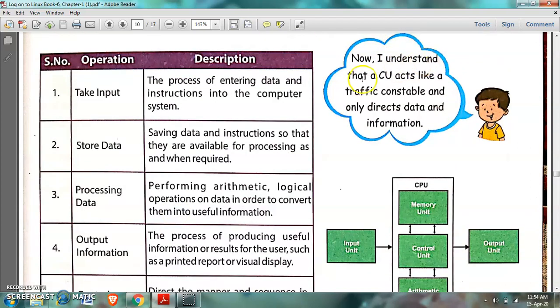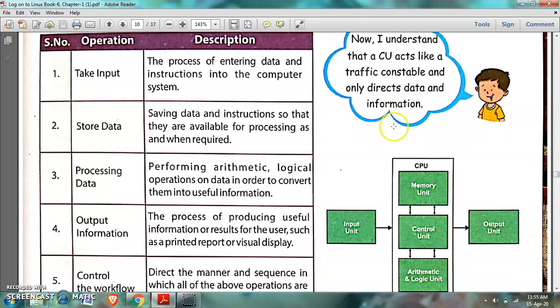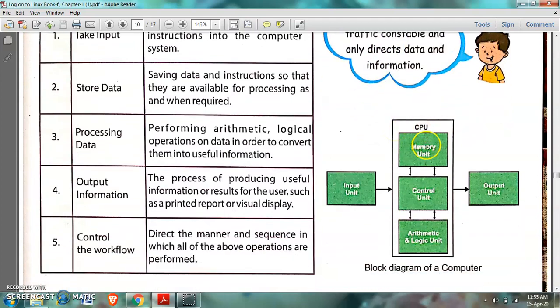Now I understand that a CU acts like a traffic constable and directs data and information. CU, the control unit, is very important, and it directs the data and information. Come here. The CPU consists of these units: memory unit, control unit, and arithmetic and logic unit.